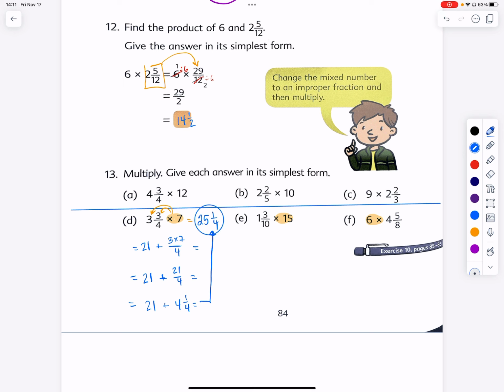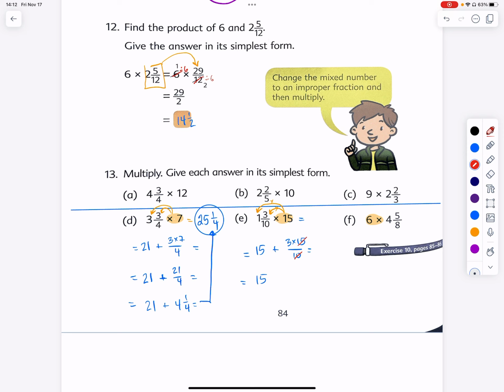Next example, E. 1 and 3/10 times 15. Again, I suggest you practice this distributive property, which we've done for whole numbers, 1 times 15 and 3/10 times 15. So this would come up to an equivalent of 1 times 15 is 15, plus 3 times 15 over 10. So let's simplify, right? 15 stays the same. Again, simplify before you multiply. That was the topic of last lesson on the previous page, 82, 83.